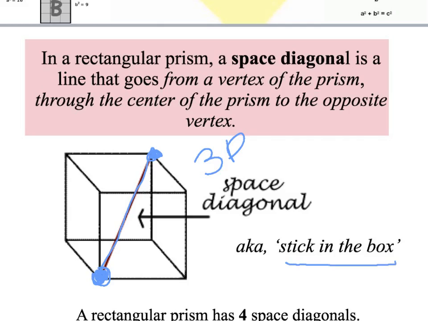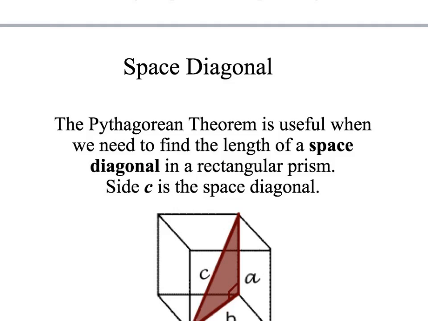And the whole point is you're supposed to try to figure out the length of a space diagonal in a rectangular prism. The Pythagorean theorem is useful when you need to find the length of that space diagonal in a rectangular prism. Side C is the space diagonal. So this side of the angle is the space diagonal that you're going to have to find.